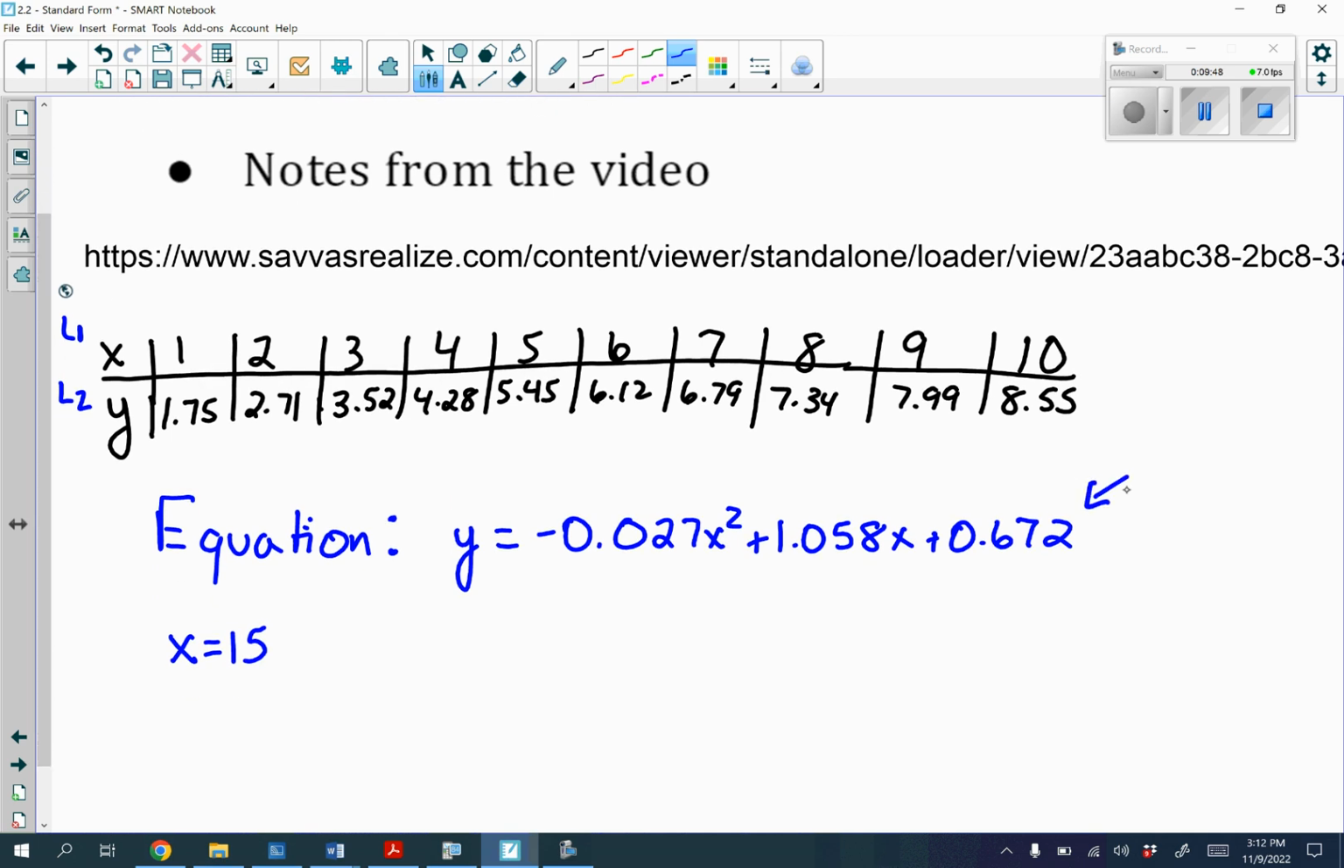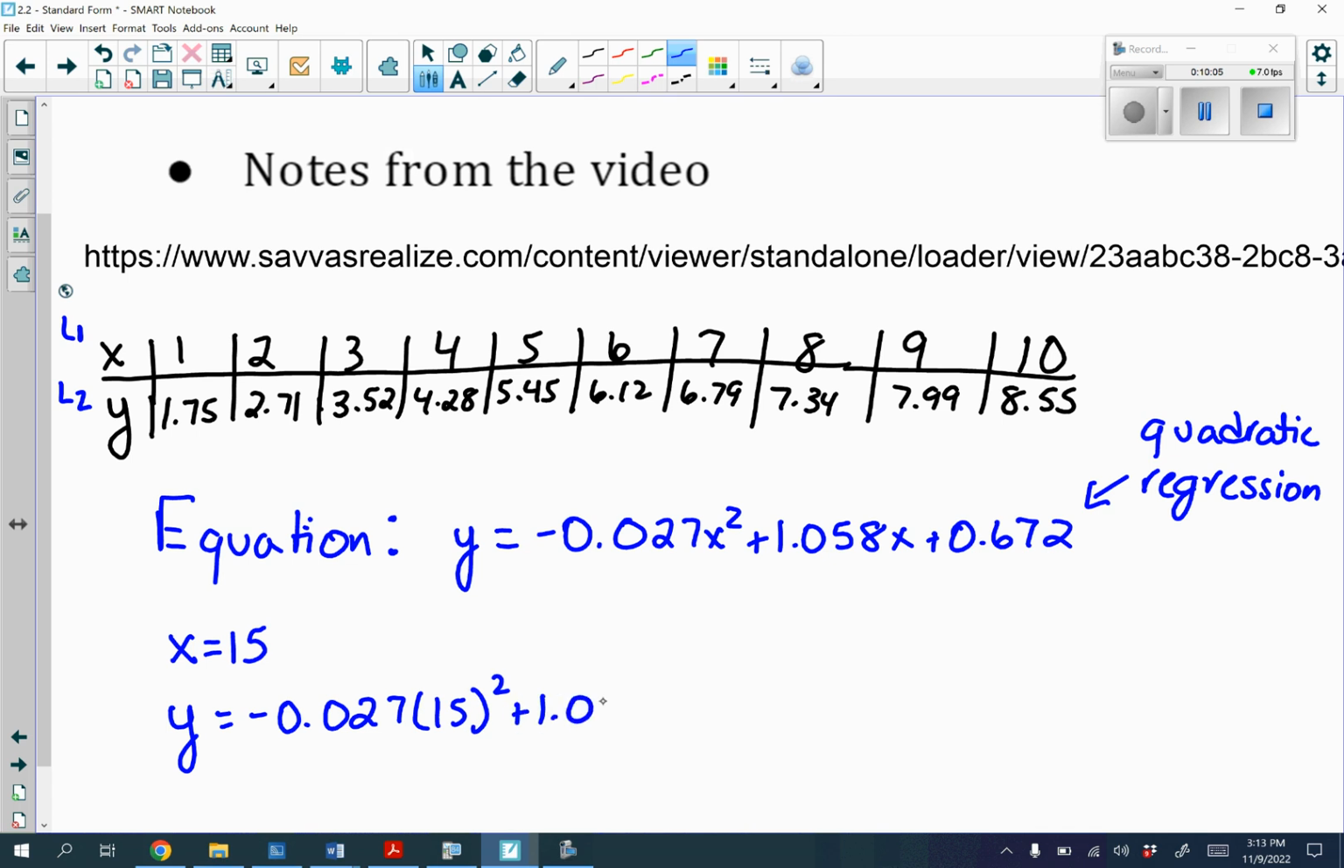So this is our regression. For every place we see x, we're going to plug that in. So we have y equals negative 0.027 times 15 squared plus 1.058 times 15, then plus 0.672. Now, I'm going to go ahead and plug this whole thing into my calculator. Once again, as usual, if you need to pause the video so you can slow down and write stuff, go ahead and do that.